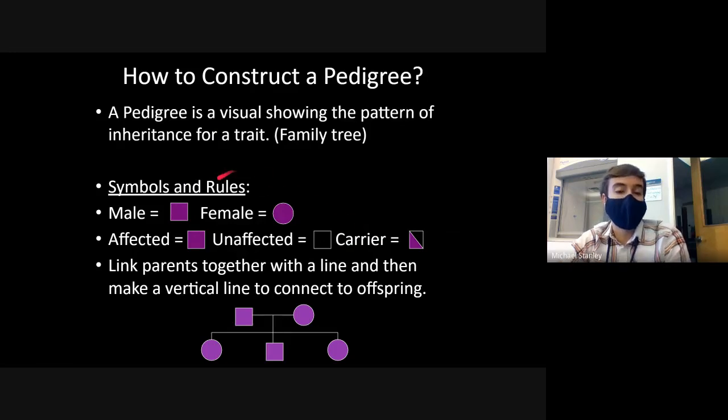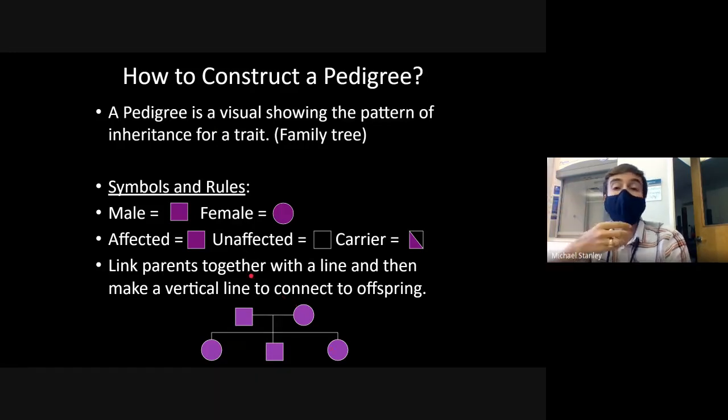So males and females are squares and circles. And then if that box is filled in, like it is with all these people down here, that means that they all have the trait that we're interested in. So like yesterday, we were talking about freckles and how freckles are passed between the different Weasley people in the Harry Potter universe. So this pedigree would tell us that everybody in this family has freckles.